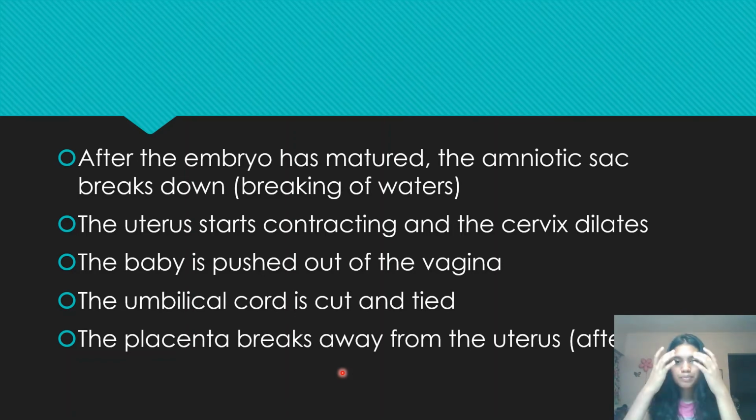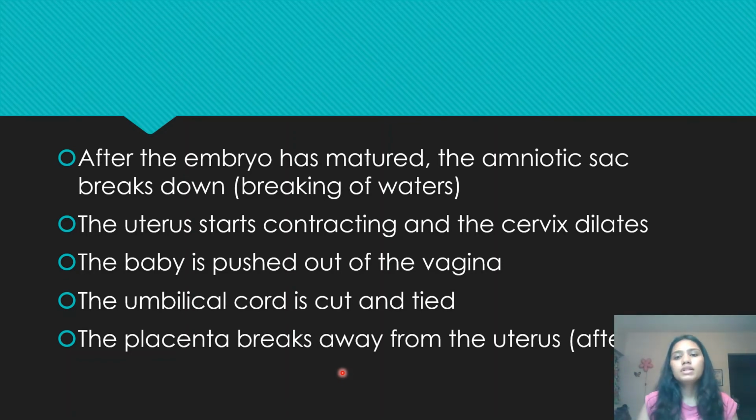Now, what is basically the umbilical cord? If you've seen in movies, or maybe if you have a sibling and you're old enough to understand, the umbilical cord is basically a cord, an extension from the baby's belly button to the mother, the placenta. So basically, what happens is the umbilical cord is cut after the baby is pulled out, and it is tied so that the baby doesn't lose blood via the umbilical cord.